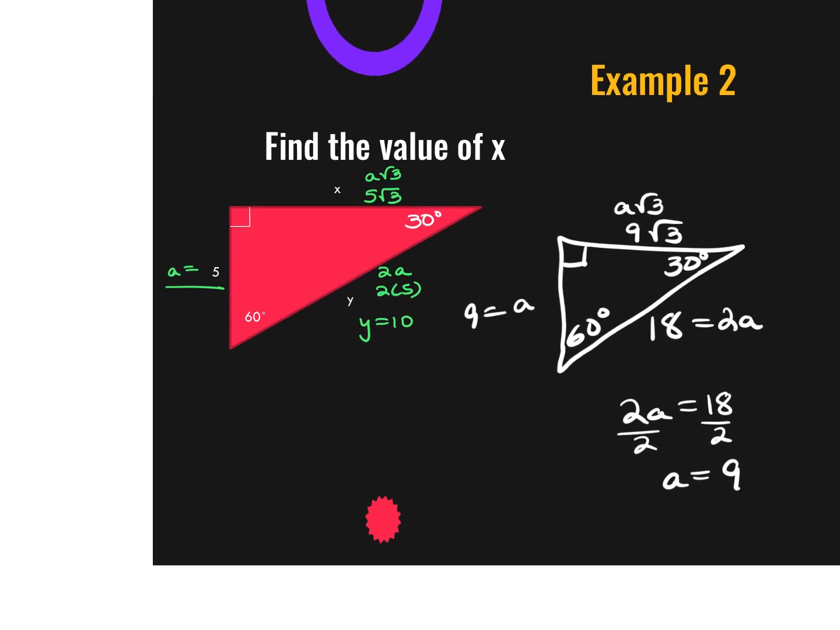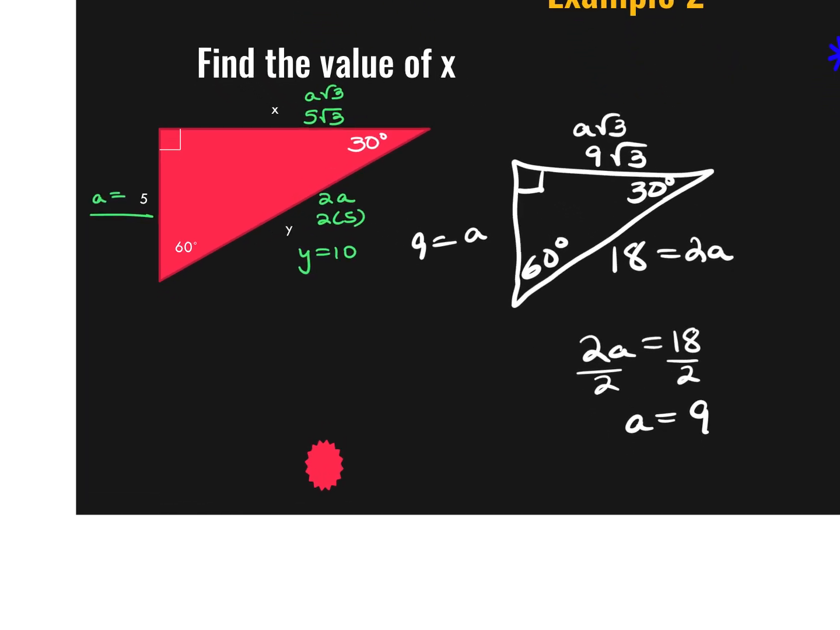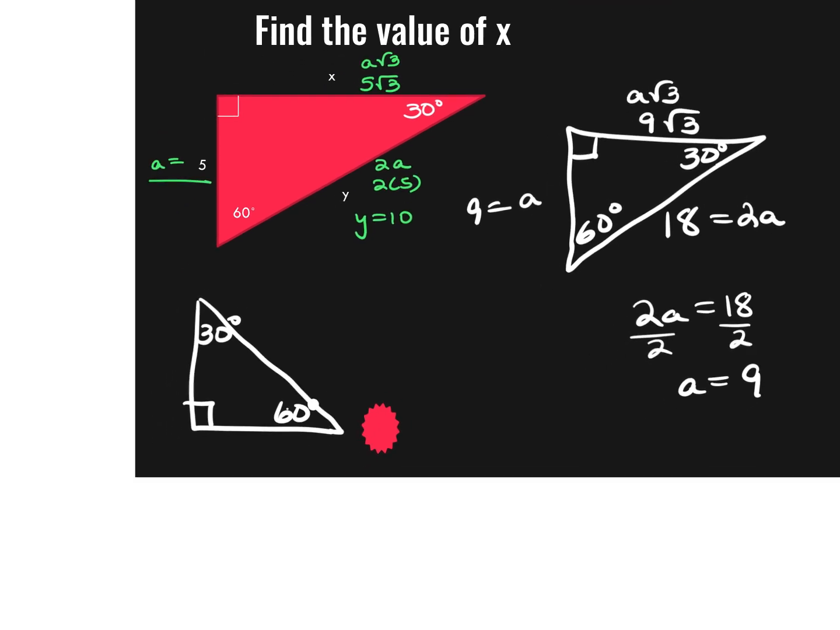Let's do another one before we move on. Let me draw it this way. It doesn't matter, you just have to look at the numbers. So let's say this is 30, the right angle, and 60. Let's say I told you that A equals 2 times the square root of 3.